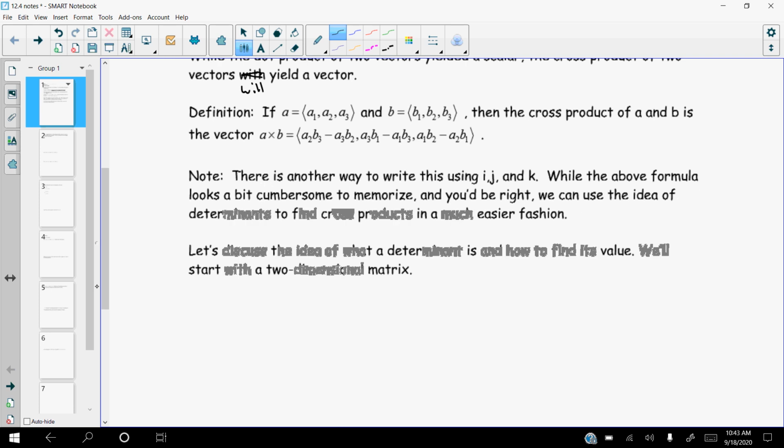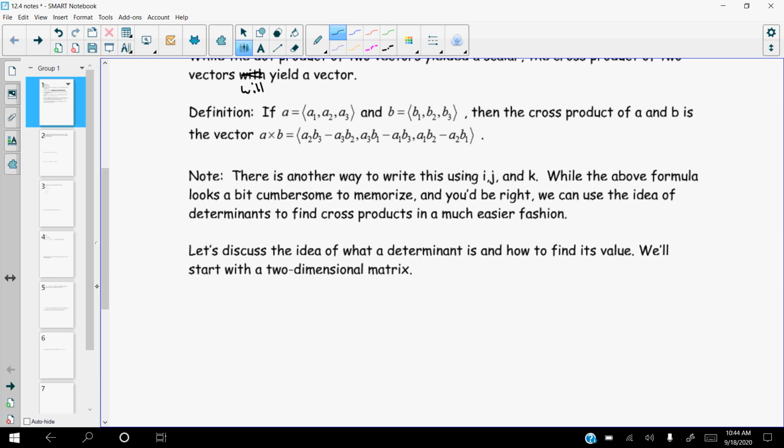Okay. Definition. If vector A is defined to be A1, A2, A3, and vector B is defined to be B1, B2, B3, then the cross product of A and B is given by A, with the little X in between, that's your cross product symbol, A cross B, is A2, B3 minus A3, B2, comma, A3, B1 minus A1, B3, comma, A1, B2 minus A2, B1. Not incredibly easy to memorize something like that. So let's come up with a way so that we don't have to memorize all those little sub numbers and everything on the components.